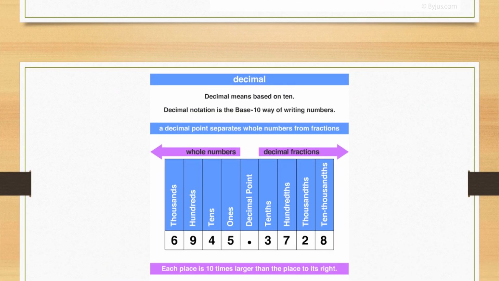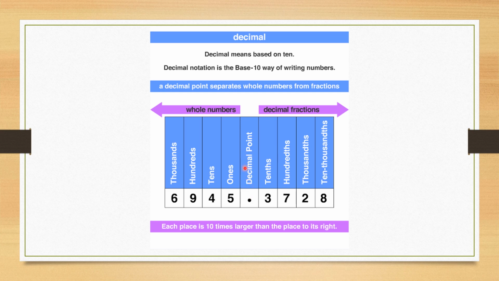Now this is a place value chart. You can see the dot shows the decimal point. Then there are place values like ones, tens, hundreds, thousands, and after the decimal the place values are read as tenths, hundredths, thousandths, ten-thousandths and so on. Each place is 10 times larger than the place to its right.